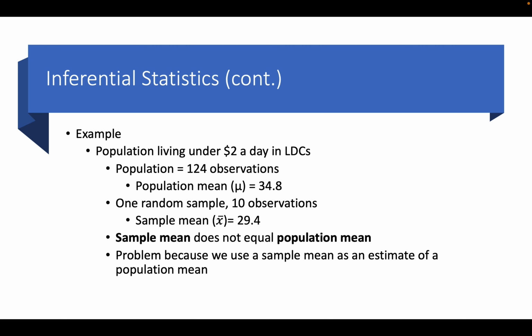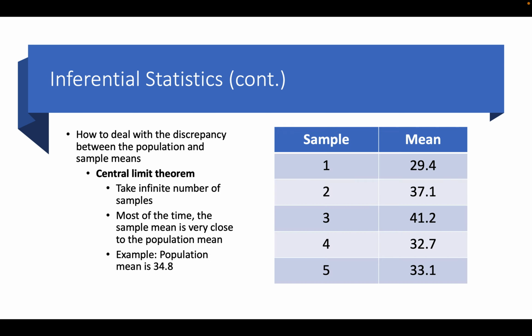So the sample mean, we can see, does not equal the population mean. That's a problem because we use a sample mean as an estimate of a population mean. We generally have more access to information about samples than we do about the population, so we consistently use sample data. But sometimes the sample is just a little bit off from the population. And is that a problem? Well, how do we deal with the discrepancy between a population and a sample mean value?